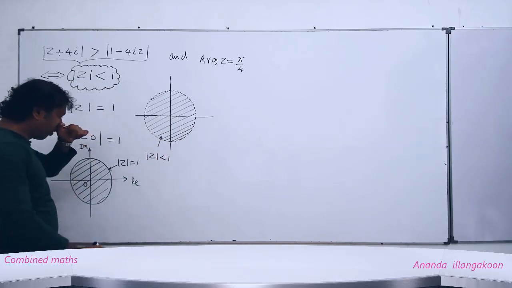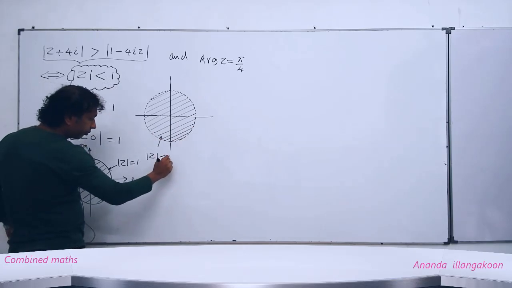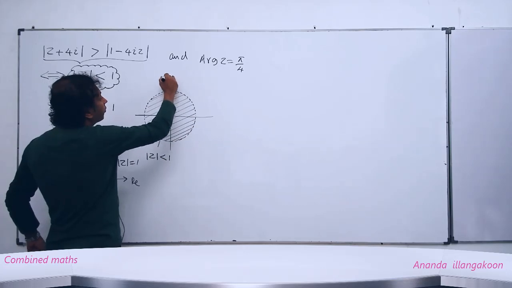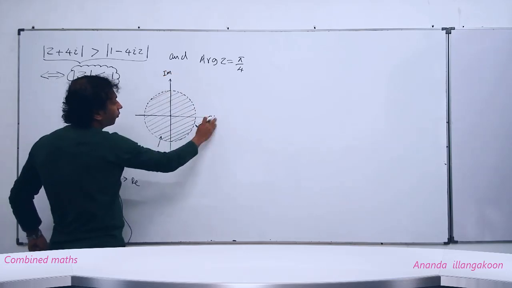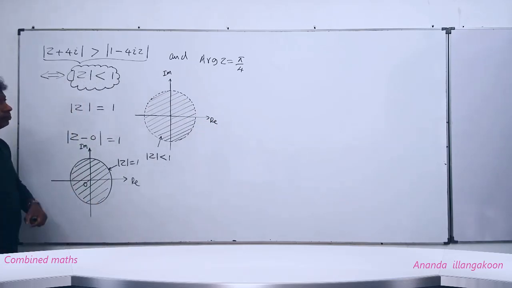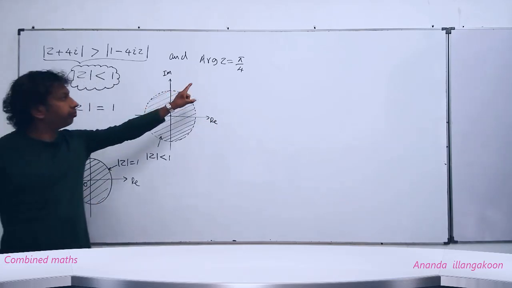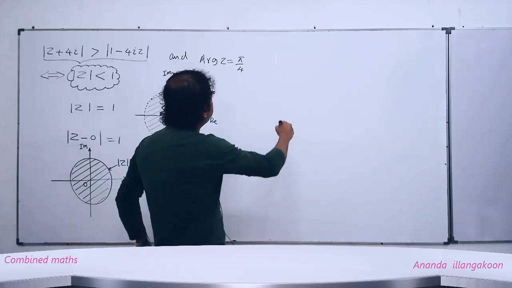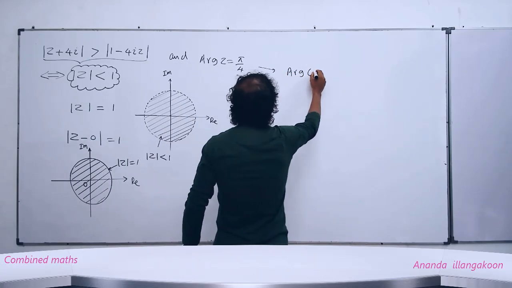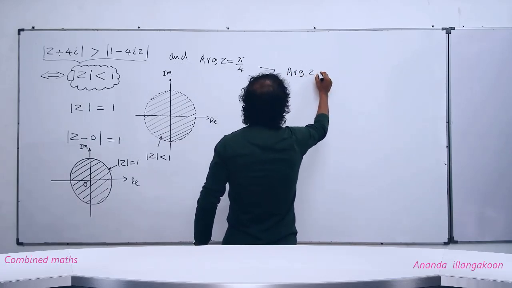Mod z less than 1. And what is this region, people? Arg z, arg z equals pi by 4.